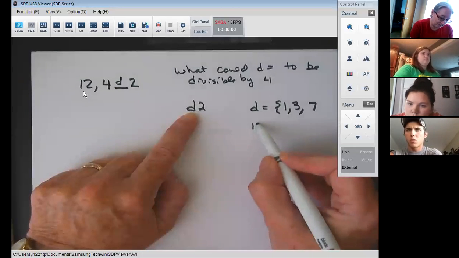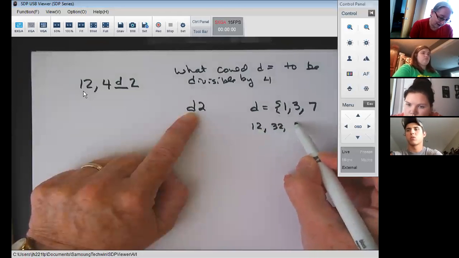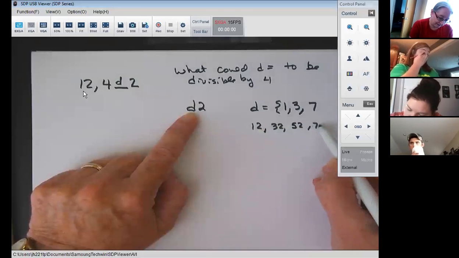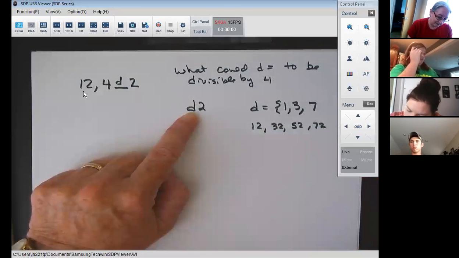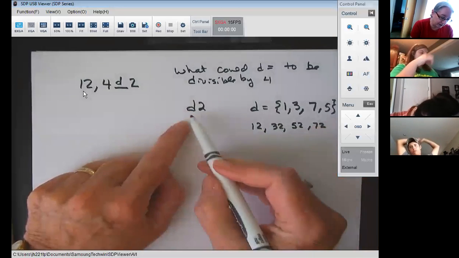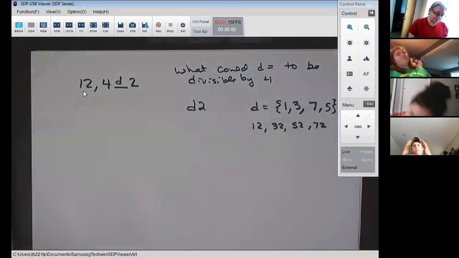So obviously 12 is divisible by 4. 32 is, yeah, 5. 52 is divisible by 4. And then 72 is divisible by 4. So you actually end up with 4 possible replacements for D that would make this number divisible by 4. And like I said, there's some problems like that.